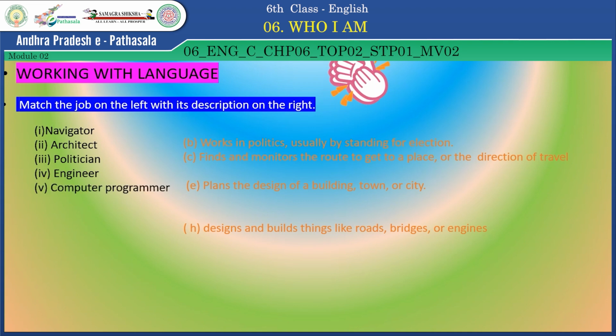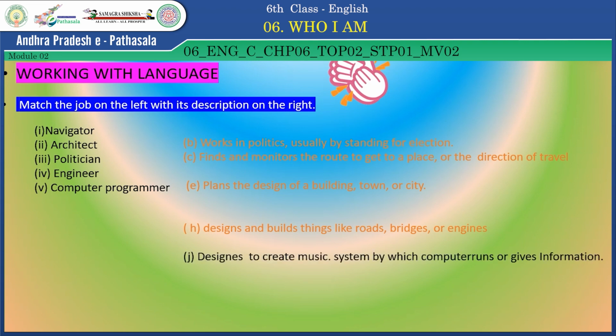Fifth one, computer programmer. Matching description is: designs a system by which a computer runs or gives information. Wonderful children.